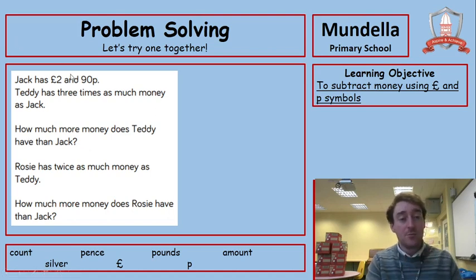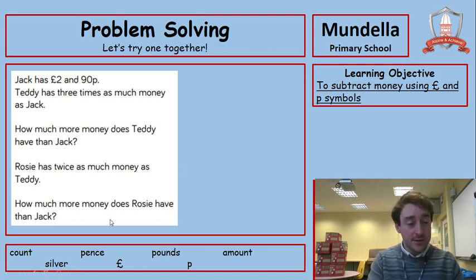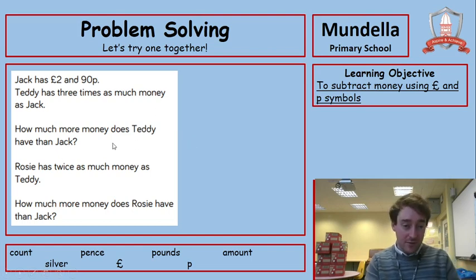I reckon £2.90. That's times by 3. This might take a while to figure out, and we don't really have a lot of time in the video. But what I would do is I would do £2.90 times 3. Okay, and that should give me £6. So £2.70, £8.70. £8.70 for Teddy. So how much more does Teddy have than Jack? So £8.70 take away £2.90 equals £5.80. So I reckon £5.80 here.